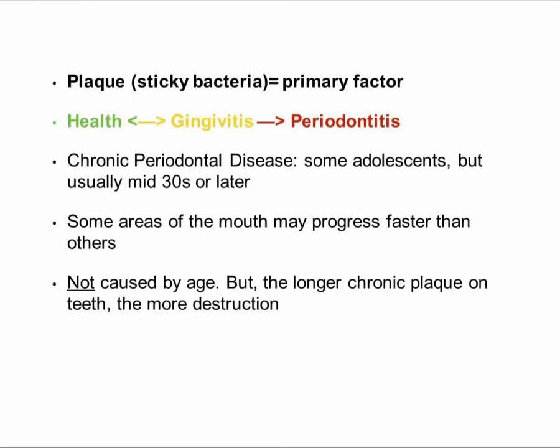We have health that goes to gingivitis. From gingivitis, periodontal disease. Gingivitis is reversible. Periodontal disease is irreversible. As a summary again, the chronic periodontal disease is in some adolescents, but usually it's in patients that are 30 years or older. And then some areas of the mouth progress a little faster than others. Overall, periodontal disease is not caused by age, but the longer the patient has that chronic plaque and tartar on their teeth, the more prone they are for destruction.